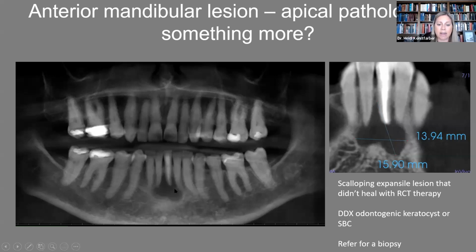Obviously, this patient had a history, I think, of treatment and retreatment. And so they were trying to decide if they should just extract the tooth at this point. And what we would say is don't extract it. It's most likely we've got a pathology. Go ahead and do a biopsy and see what it is. So I believe this was an odontogenic keratocyst.